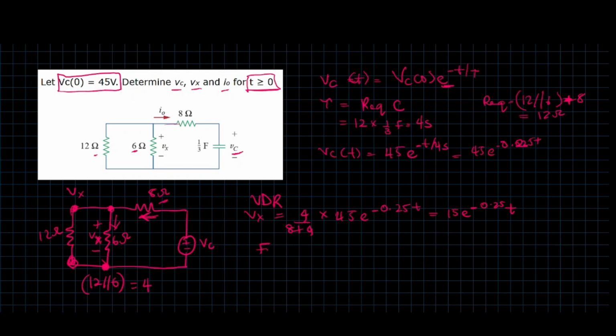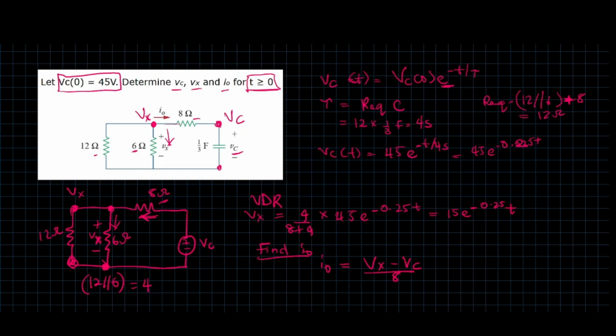Then lastly, to find I naught. I naught is simply the current flowing through the 8 ohm resistor. I would like to use nodal analysis for this. Well, not nodal analysis, Ohm's law. You see, I know the voltage here. It is Vx because that's the voltage that is coming around this corner. And I know the voltage here. Whatever voltage is here is Vc. So I can simply say that I naught is equal to Vx minus Vc over 8.